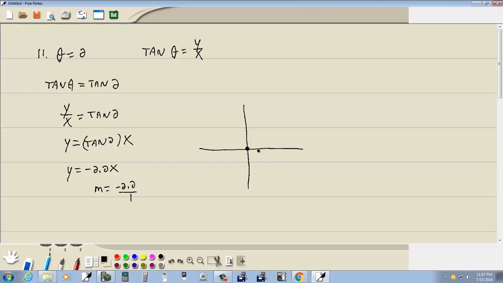Change in y over change in x. Okay, so we'll go down negative 2.2 and right 1. And that's where we put our second point. And then we draw a line through it. And that would be our graph. Okay.